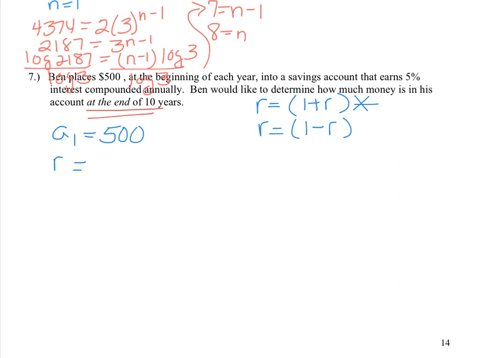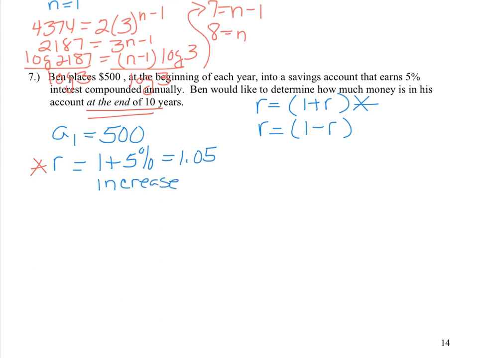So my r value, my common ratio, has to be 1 plus the 5%, which if you change to a decimal, 5% is 0.05, comes out to be 1.05. So it's really important that you realize that before you write your formula, because it's an increase. It's not a decrease. You're increasing your value.